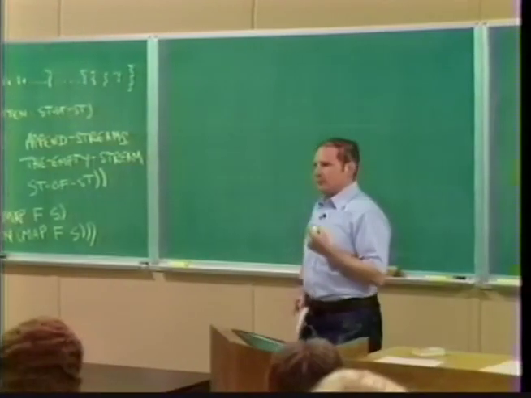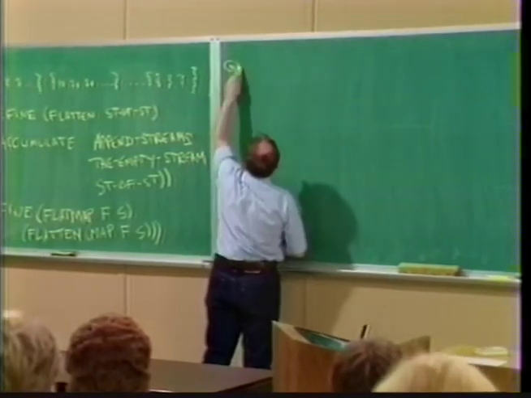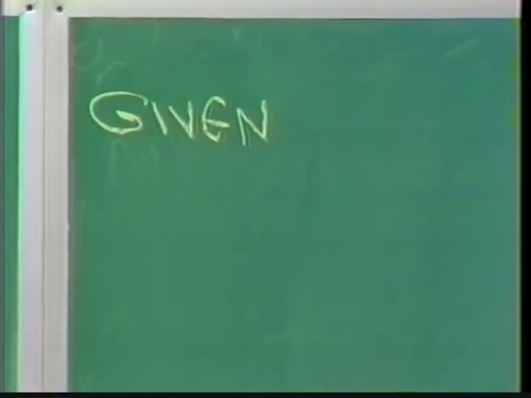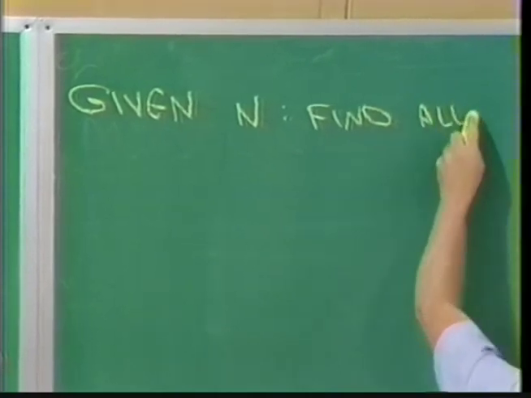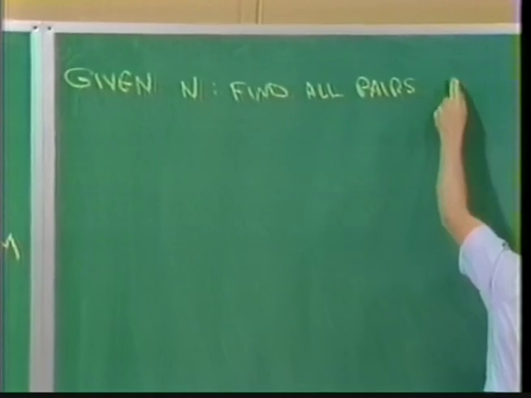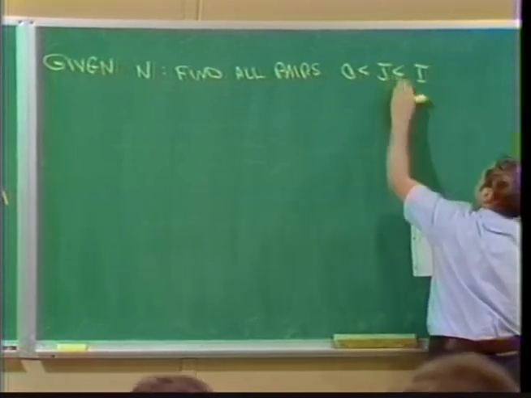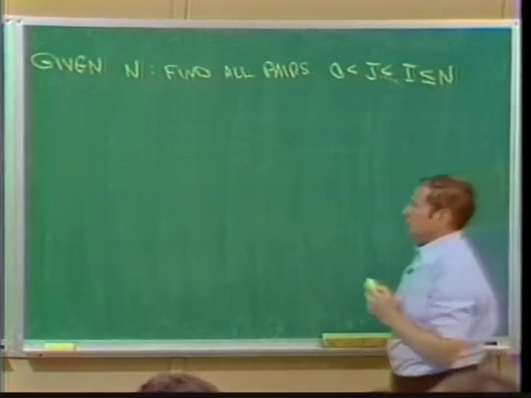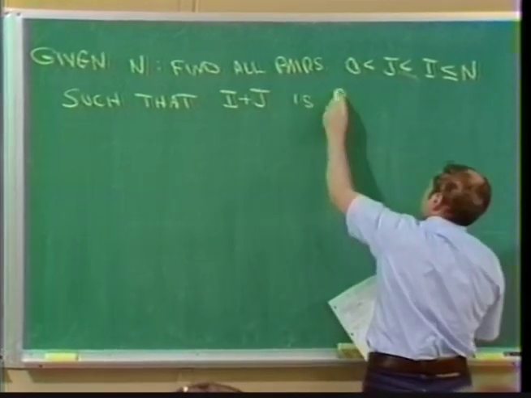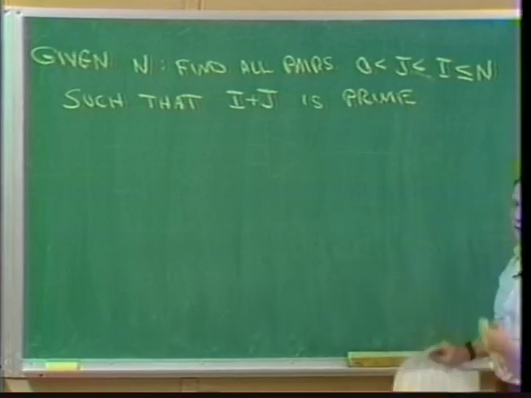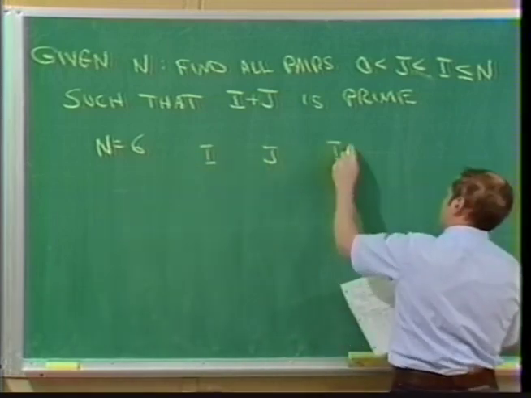All right, I want to use that to show you a new way to do a familiar kind of problem. This is like a lot of problems you've seen, although maybe not this particular one. I'm going to give you an integer n. The problem is to find all pairs of integers i and j, with j less than i, up to n, such that i plus j is prime. So for example, if n equals 6, let's make a little table here: i, j, and i plus j.